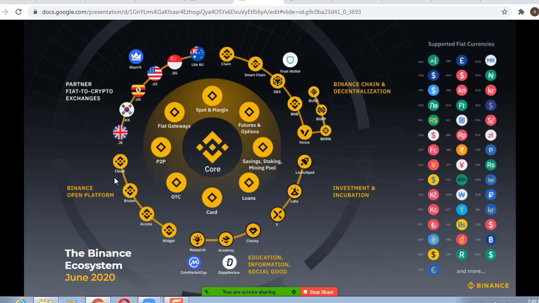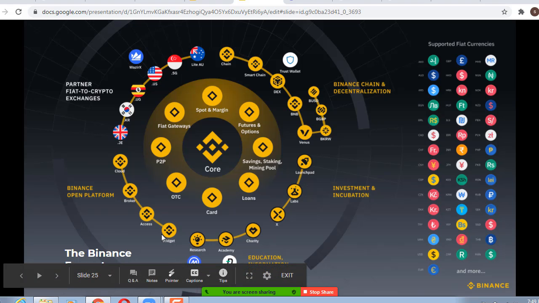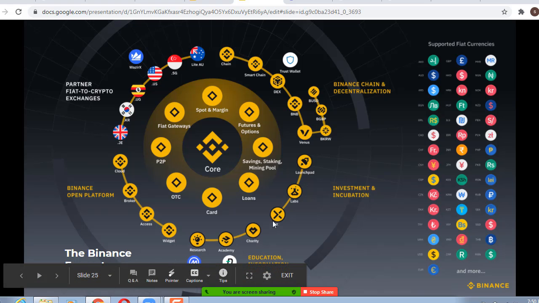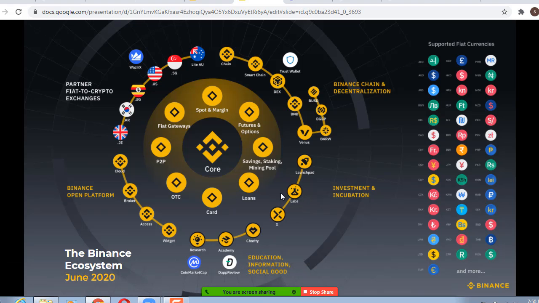Now, we also have the Binance Cloud. Binance is now a broker. You know what that means? You can trade crypto and fiat money on the Binance Exchange. We have the widget, Binance Research, Academy, Charity, and more. Binance Labs is the most important one, where all the research is being done.